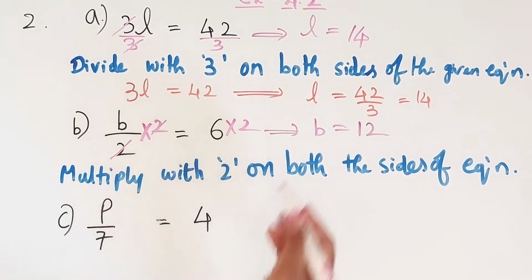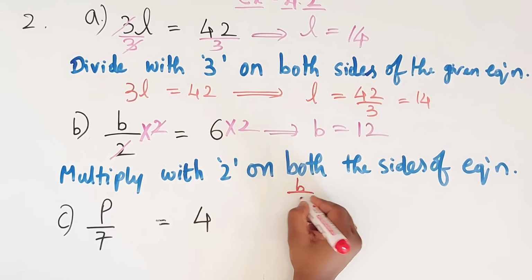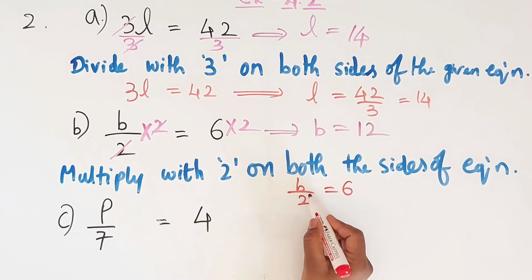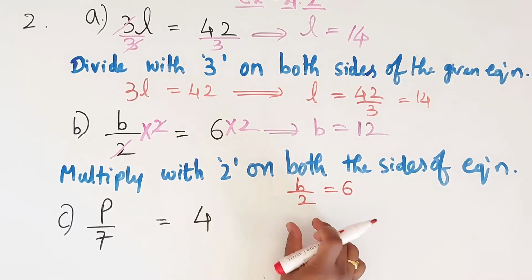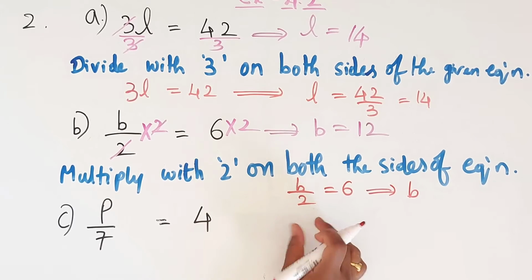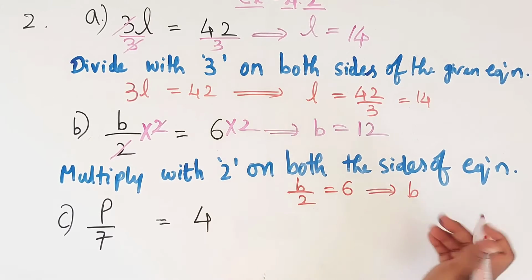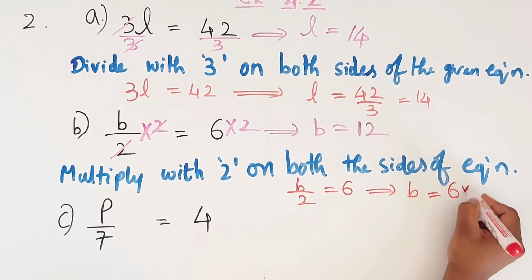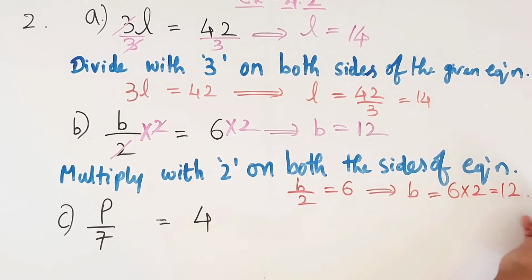Right children? Now we will do it directly. What is the question? b by 2 equal to 6. Now we want only b. So send this 2 to the right hand side. b is dividing here. If you send it to the right hand side, it will multiply the number. 6 into 2, that is 12.